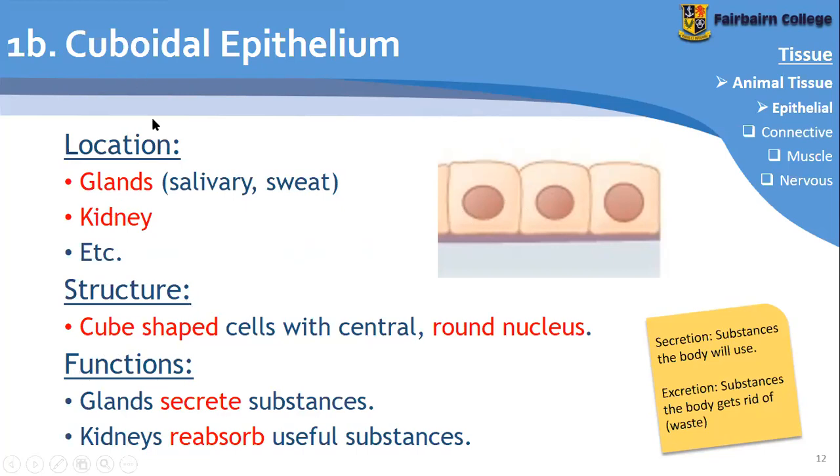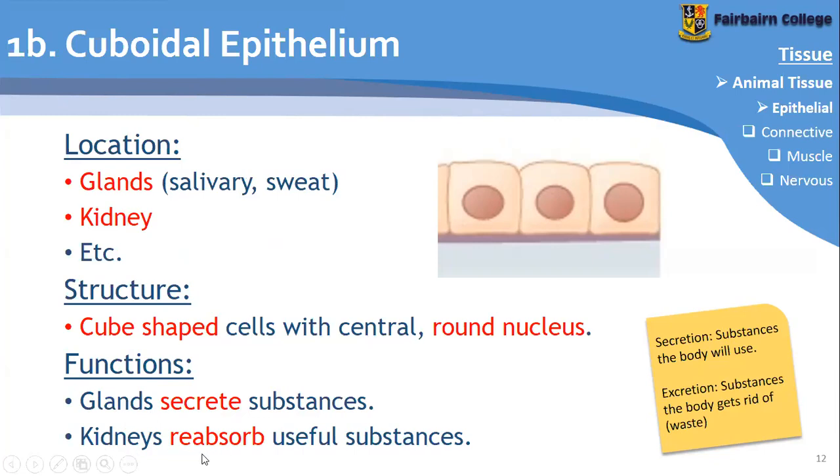The function of the cuboidal epithelium is to secrete substances. Remember the difference between secretion and excretion. Secretion is when your body makes substances that it will use, for example saliva or sweat. Sweat also has a bit of excretion in it, but saliva specifically: your salivary glands produce the saliva, and the saliva is then mixed with food to break it down and make it go down easily through your esophagus. So saliva is secreted and then used later by the body. That's the difference between secretion and excretion. So one of the functions is secretion.